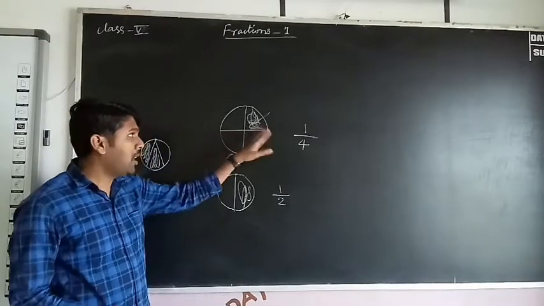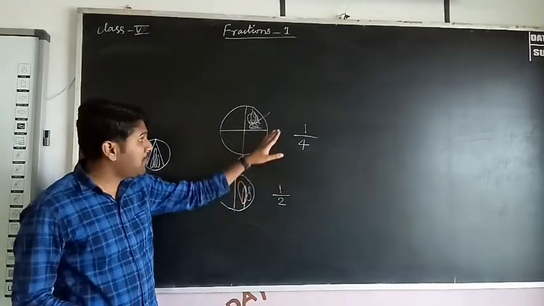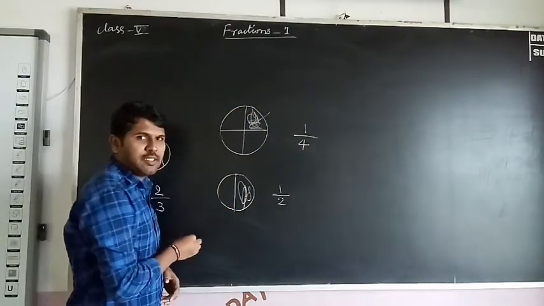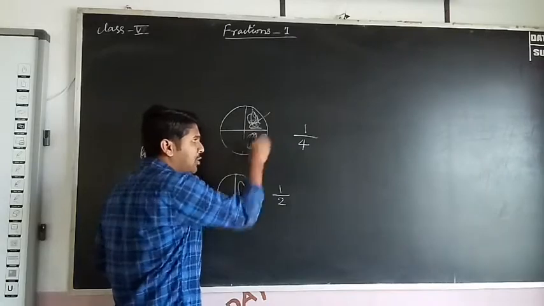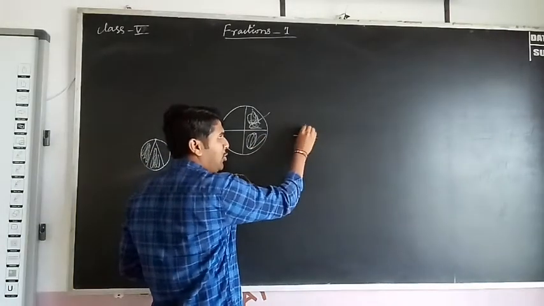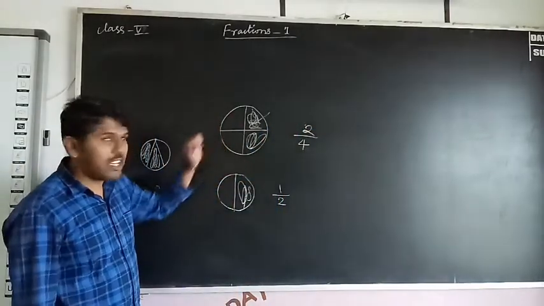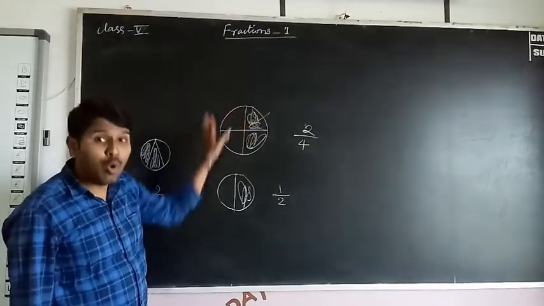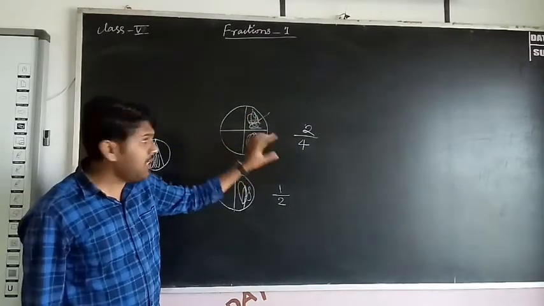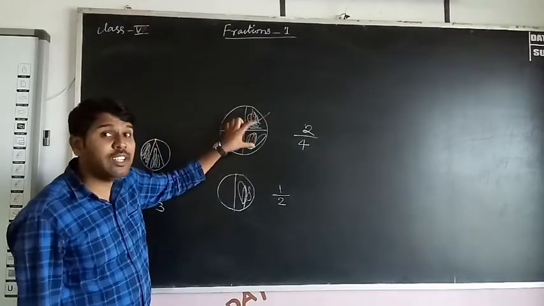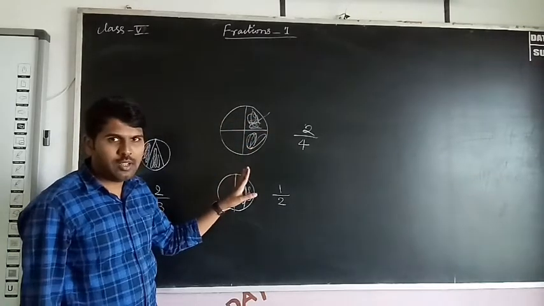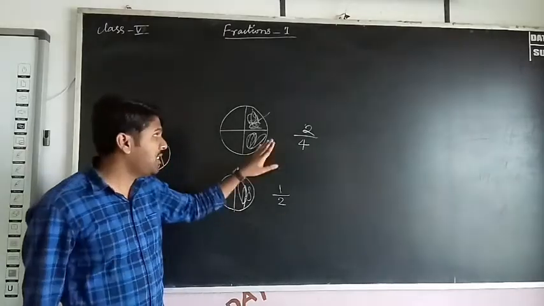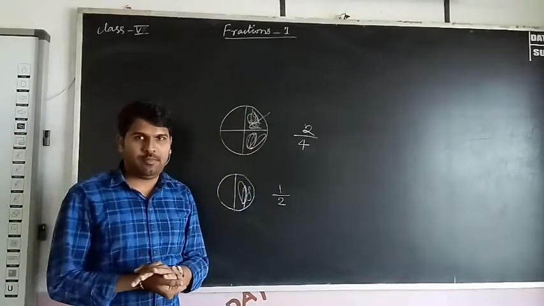So what is the definition of fraction? Fraction is a part of a whole. It represents the part of a whole. If shaded parts are 2, how to write this one? 2 by 4. That means a fraction represents a part of a whole. Whole means this whole, and fraction means these two. It represents only these 2 parts of a whole, isn't it? So this is the definition of a fraction. What is the definition of fraction? Fraction is a part of a whole.